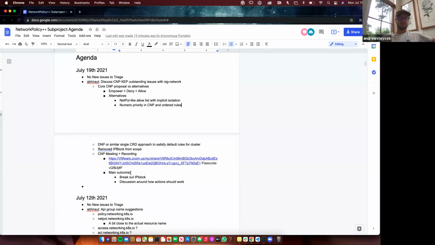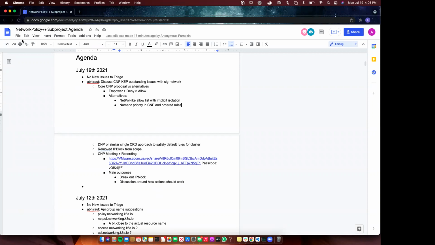Some of the main outcomes overall were a talk and decision around breaking out IP block and discussion around how actions should work. Does anyone have any questions from that meeting? Abhishek or Yang, do you want to talk about anything, try to maybe put together a list of what we do now, or what do you think?